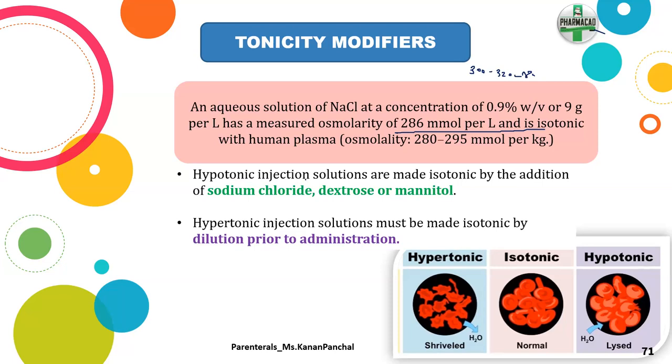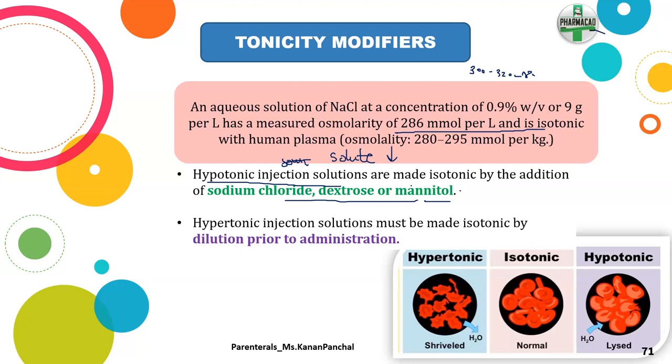Hypotonic injection solutions. Hypotonic मतलब जिसमें तुम्हारा solute concentration, hypotonic is what, solute concentration कम होगा कि ज्यादा होगा? Low रहेगा, low solute concentration in hypo. Yeah, it will be low. So hypotonic में, okay, they are made isotonic by using these sodium chloride, dextrose or mannitol. Okay, you are adding more solutes. These things will be contributing in the amount of solutes, right? So you are adding more solutes and making it isotonic.